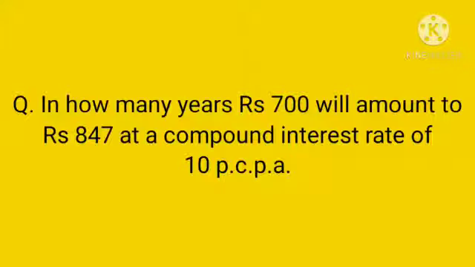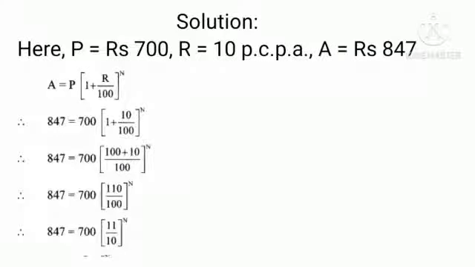Next, in how many years will rupees 700 amount to rupees 847 at a compound interest rate of 10% per annum? Solution. Here principal P is equal to 700. Rate of interest R is equal to 10% per annum. Amount A is equal to rupees 847. The formula for amount A is equal to principal P multiplied by 1 plus rate of interest R upon 100 whole raised to number of years n. Now let's substitute the values. So 847 is equal to 700 multiplied by 1 plus 10 upon 100 whole raised to n.